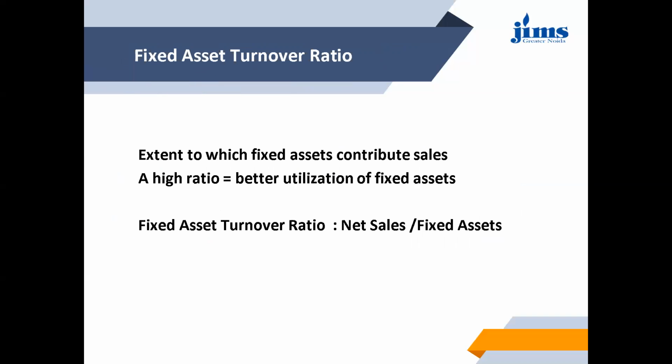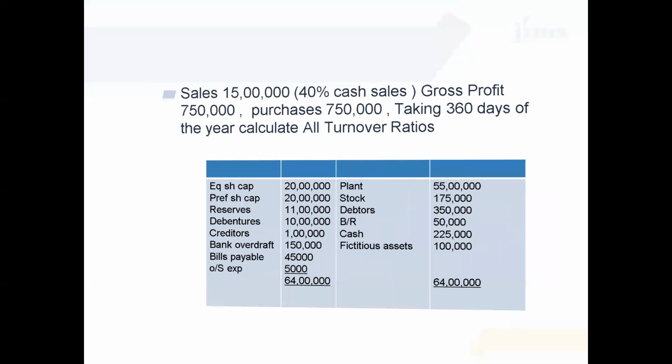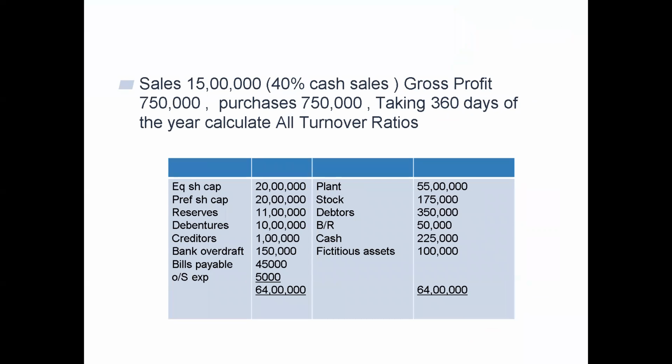Next is fixed assets turnover ratio. Fixed assets turnover ratio tells the extent to which fixed assets contribute to the sales. So the higher the ratio, the better it is. That means a firm is better utilizing its fixed assets. So the formula is net sales divided by fixed assets. So all the ratios tell us the relationship between a particular item and the net sales.